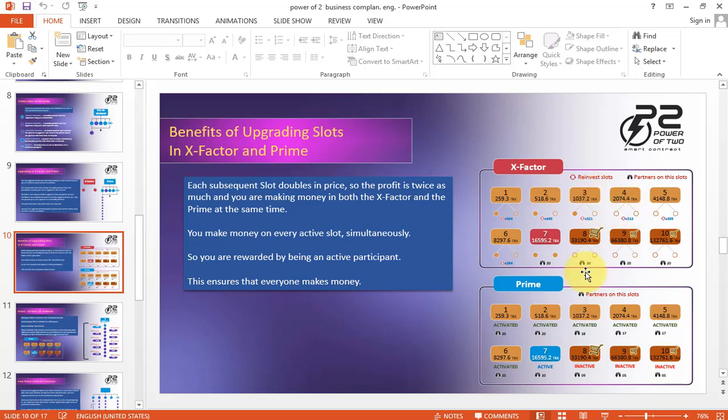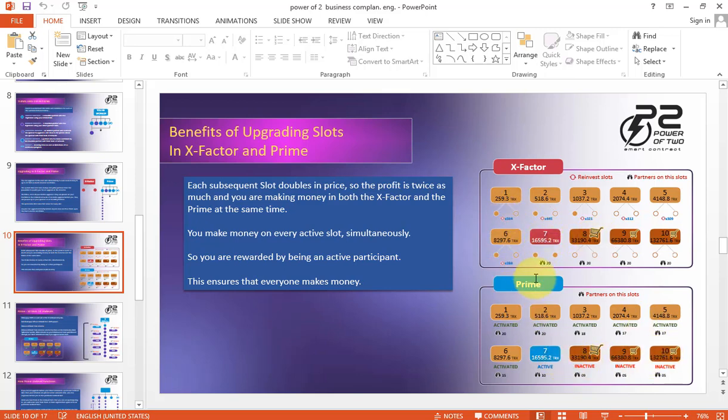So again, once you activate on Prime 1, 2, it opens 3, 4 on the X Factor for you. When you upgrade on 3, 4 and want to upgrade on X Factor 5, it won't let you, and it will notify you to upgrade on 3, 4 on Prime before it will open 5 and 6. The same way, once you upgrade on 3, 4 on Prime, it will open 5 and 6 for you. And once you upgrade on 5, 6 and you want to upgrade on 7, it will notify you to upgrade on 5, 6 on Prime in order to open 7 and 8 on X Factor.